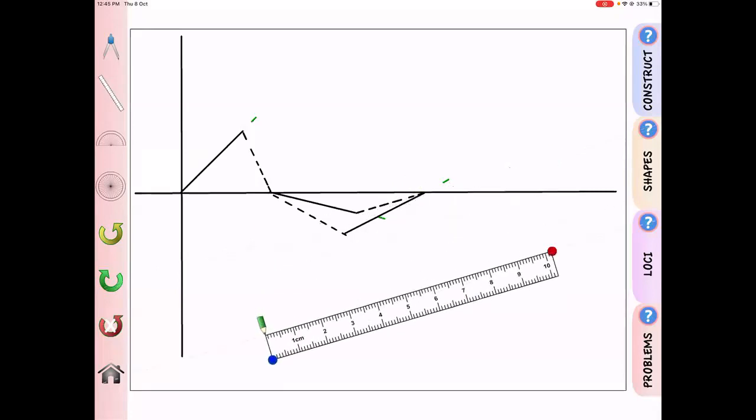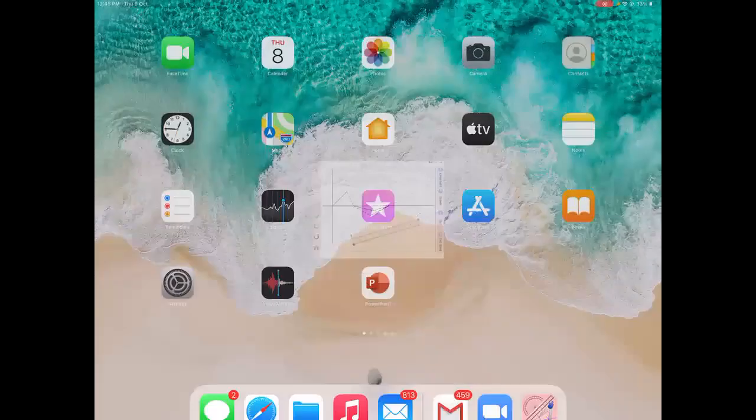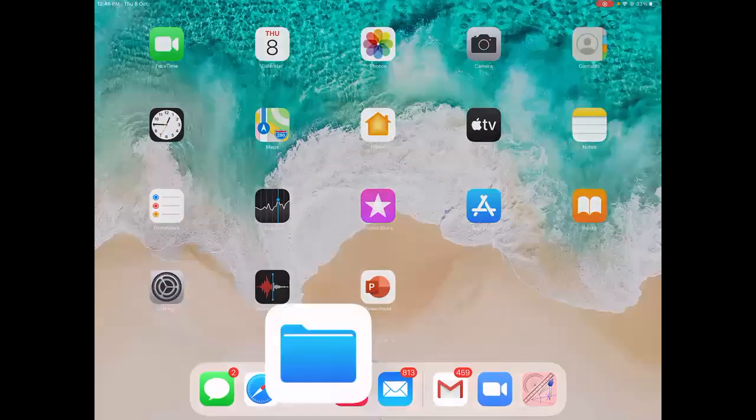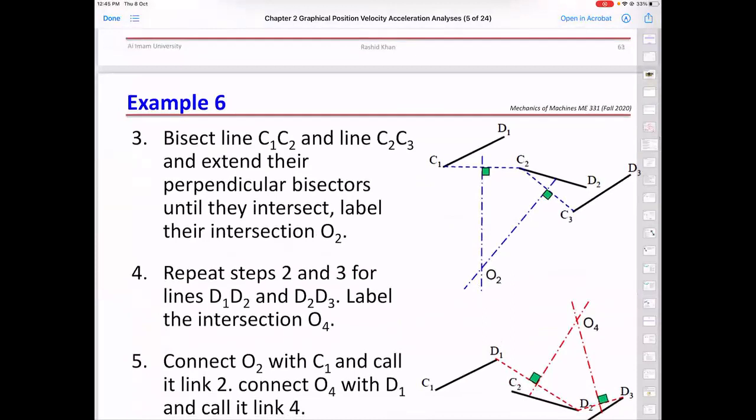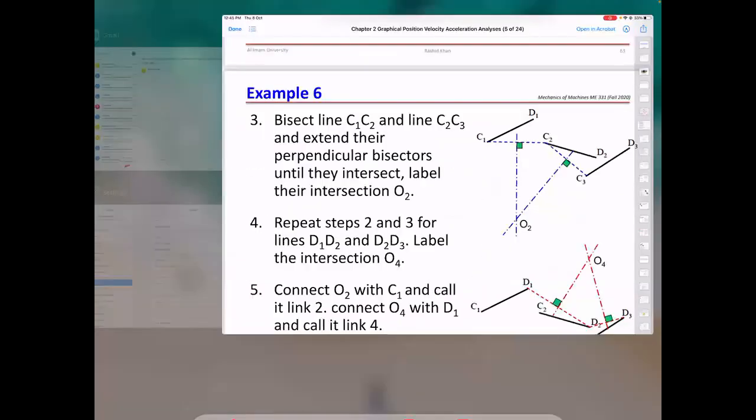Okay, these are the construction lines. Okay, and go back. Bisect line C1, C2, and line C2, C3. So we need to do the bisection of lines.